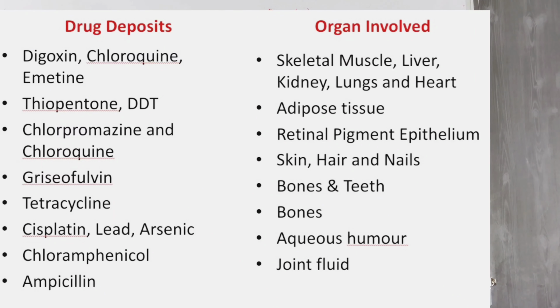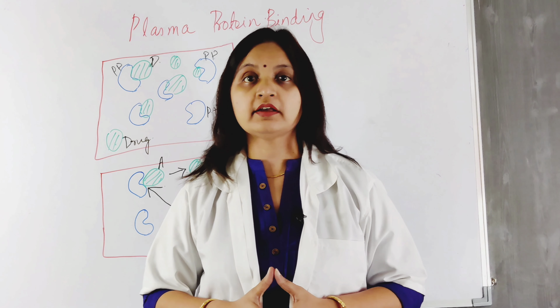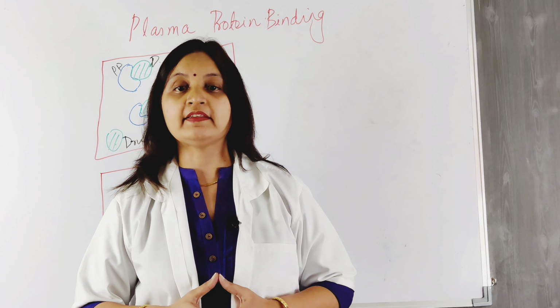Chloroquine and chlorpromazine get deposited in the retinal pigment epithelium. Griseofulvin has high affinity for keratin and gets deposited in the skin, hair and nails. Tetracycline gets deposited in the growing bones and teeth and is responsible for the yellow staining of teeth. Drugs such as cisplatin, lead and arsenic get deposited in the bones. Chloramphenicol gets deposited in the aqueous humor of the eye and ampicillin gets accumulated in the joint fluid. So these are examples of drugs which get distributed in various extravascular tissues.